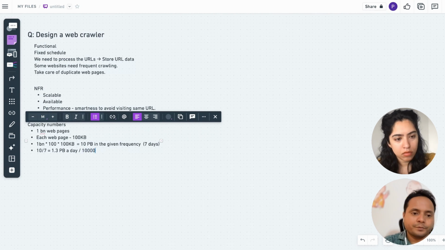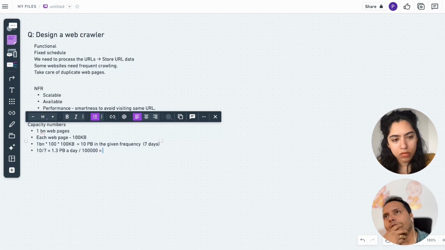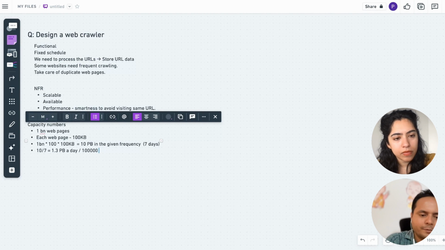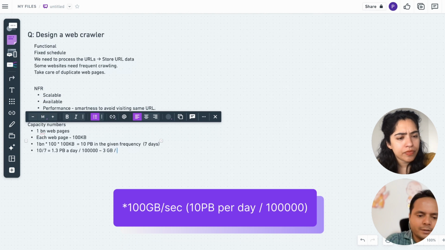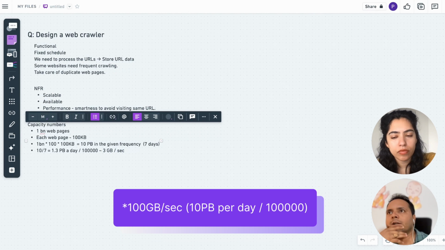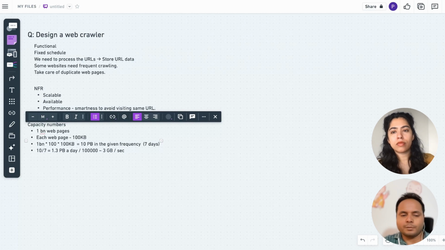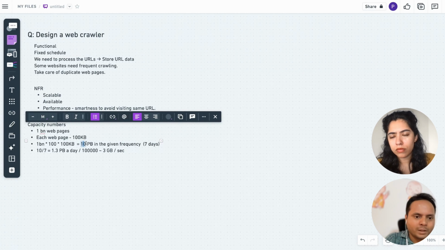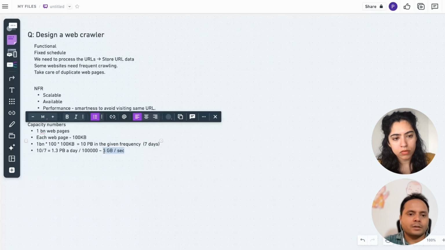If I divide that by the number of seconds in a day, which is around 86,500, I'll just round it off to 100,000. I think we will get somewhere around, if I'm not wrong, approximately 3 GB per second. Now that's the bandwidth that we are dealing with. So ultimately, with the capacity numbers, I wanted to arrive at what is the storage that we are dealing with and what is the bandwidth that we are dealing with.